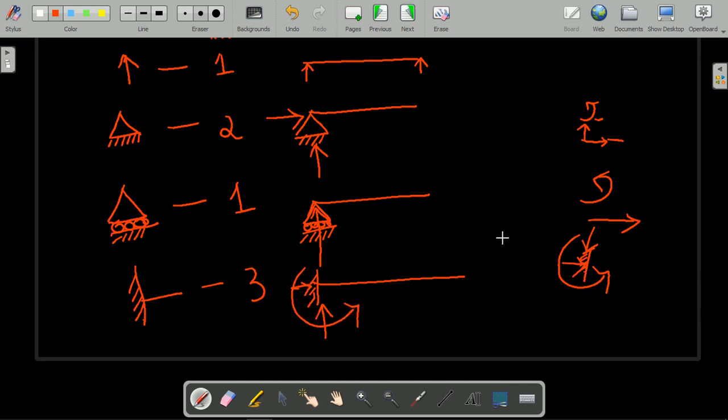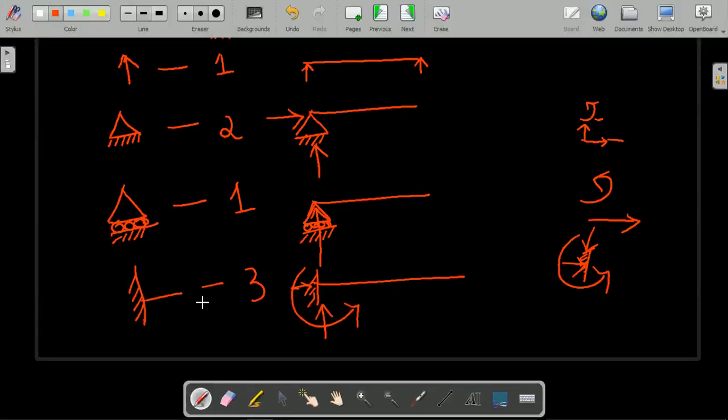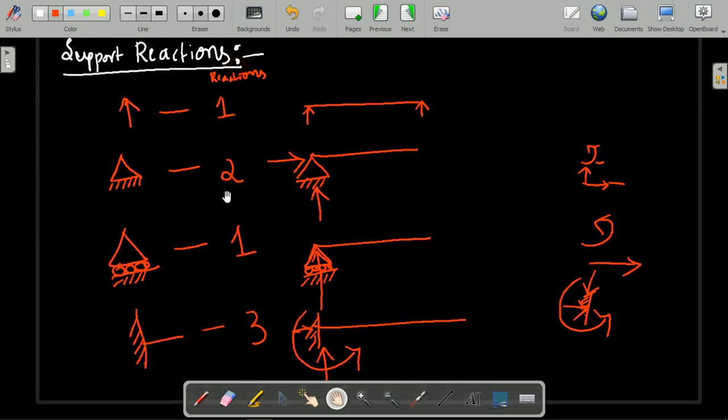In order to draw the free body diagram, we need all these types of supports. Here it is important to remember the number of reactions. You can observe that for simply supported it is 1, for hinge it is 2, for roller 1, and for fixed it is 3 reactions. These basic things you need to remember in order to solve the problems on support reactions.